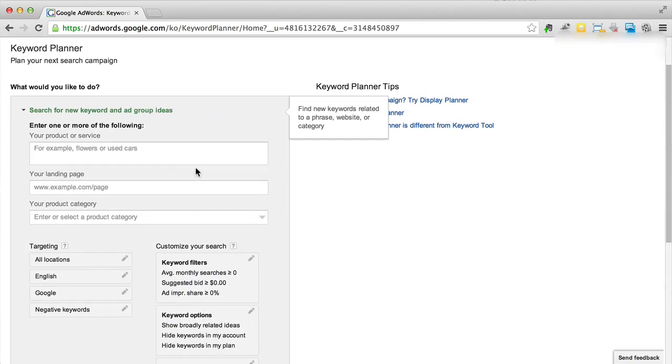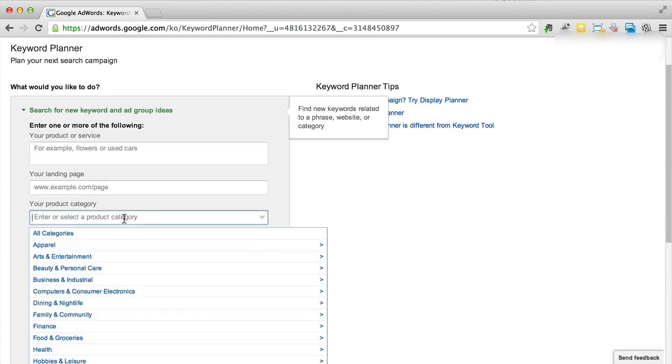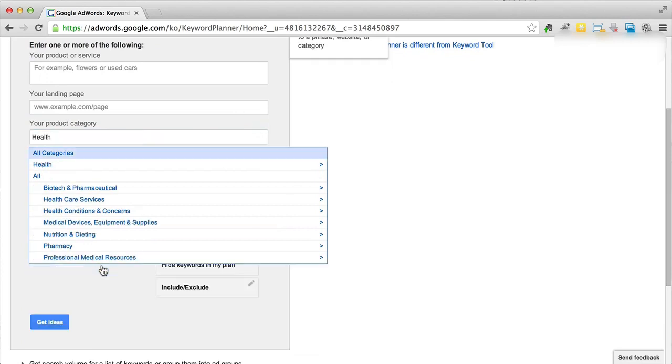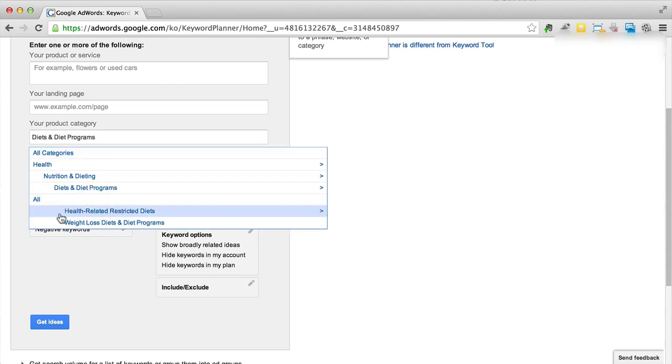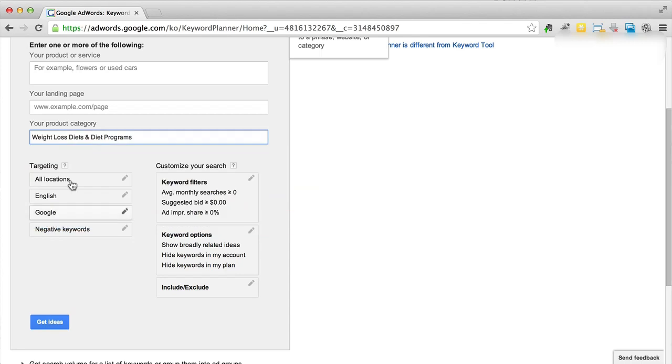Let's first go ahead with the new keyword. As you can see, you can enter your product or service. So that would be the keyword, or you can also enter your landing page, and Google is going to find keywords related to your landing page. You can also select your product category. Maybe you could go health, and then you could pick nutrition and dieting, diets and diet programs, health related, weight loss and diet programs. You could do that too. You could just click Get Ideas once you find your product category.